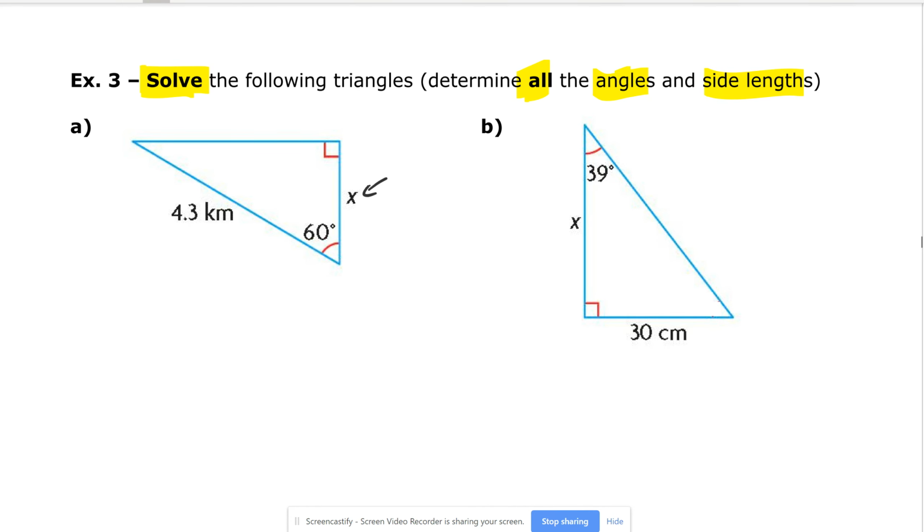I'm going to be looking for this side up here. Let's call that y. And I need that angle in there. Well, this angle in here is pretty simple. Take 180, take away 90 is 90, and 90 take away 60, what's left over is 30. So it's 90 minus 60, which is 30 degrees, because all three angles inside a triangle have to add up to 180.